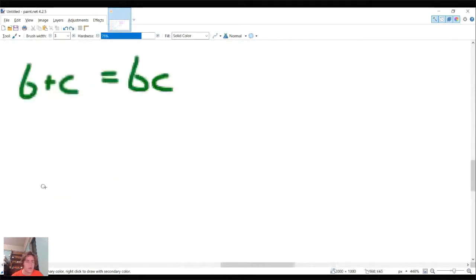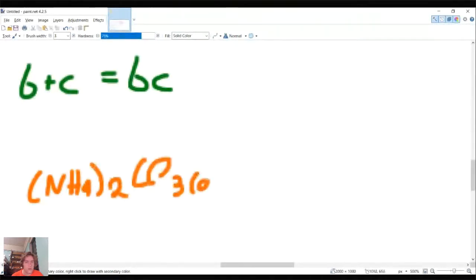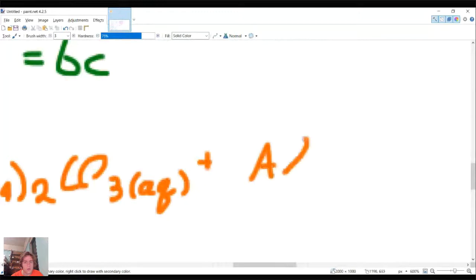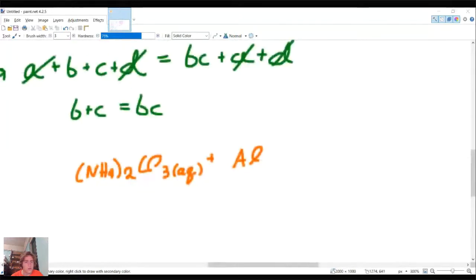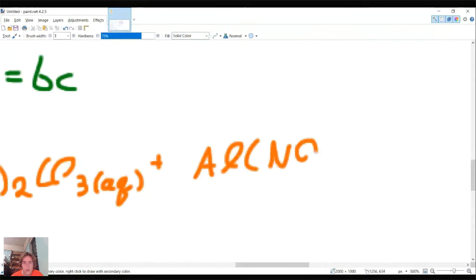NH4 2 CO3 aqueous plus Al NO3 3, and that's also aqueous.